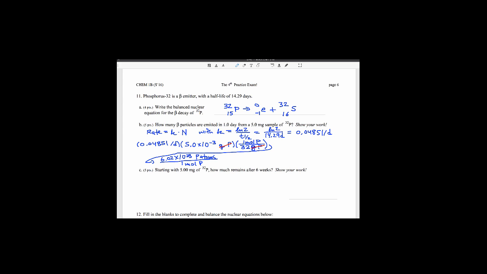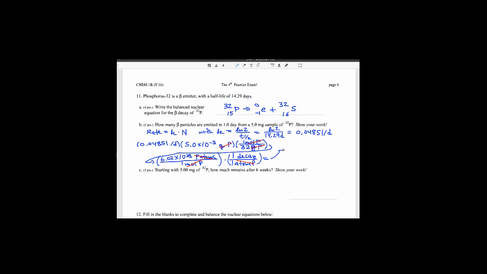And that gives us a cancellation between moles of phosphorus. And then that gives us atoms of phosphorus. And then for every one phosphorus atom, it can undergo one decay. And so that allows us to convert from atoms of phosphorus into beta decays.